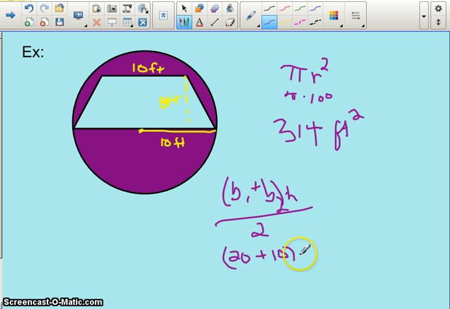And then the height is 8 foot, and we've got to divide that by 2. So I've got 30 times 8. 30 times 8 would be 240, divided by 2 would be 120. And that's what we're going to have to subtract from the 314.